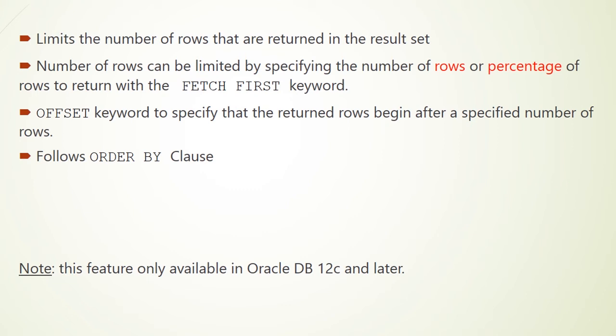We can use the offset keyword with the row limiting clause to specify that the retained rows begin after a specified number of rows. We can skip a specific number of rows and then retain the next records. The row limiting clause exactly follows the order by clause. Row limiting clause is a feature available only in Oracle Database 12c and later. For example, if you have a database 10g or 11g, this feature is not available.